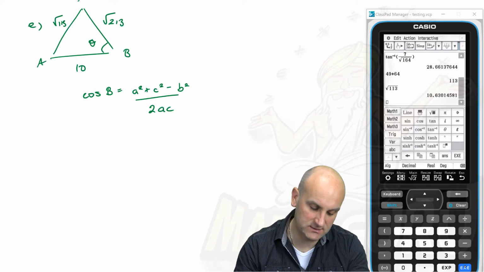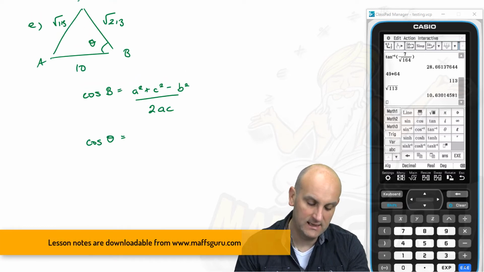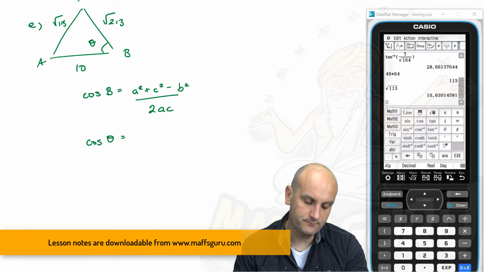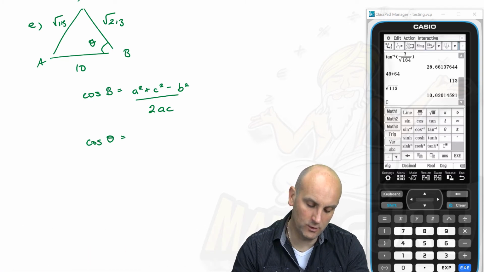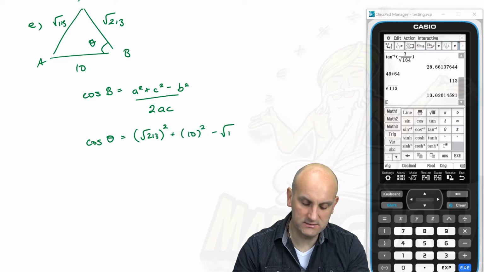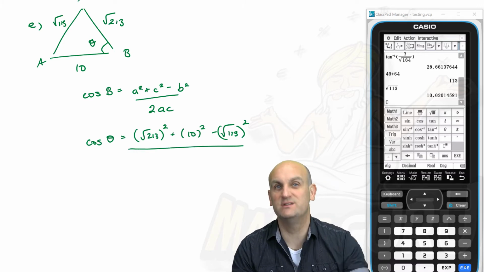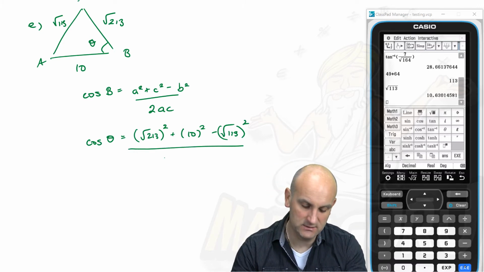So what do we fit in? We want the cosine of angle B is equal to the 2 opposite sides, 213 squared plus 10 squared minus the square root of 113 all squared. Again, notice the reason I'm using these square roots is because the squares are going to effectively cancel them out, times 2 times the square root of 213 times 10.